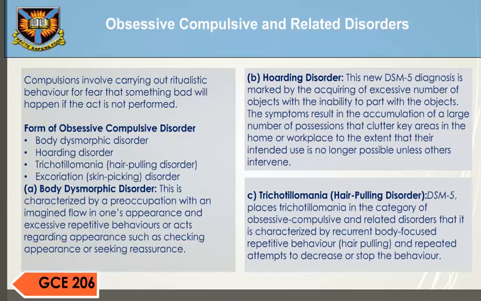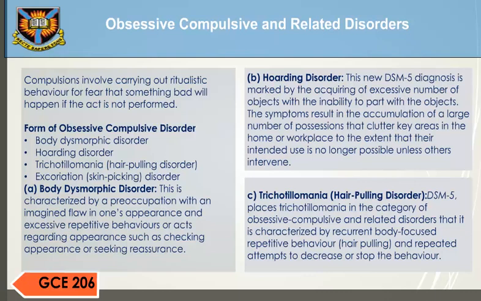B. Hoarding disorder. This new DSM-5 diagnosis is marked by the acquiring of an excessive number of objects with the inability to part with the objects. The symptoms result in the accumulation of a large number of possessions that clutter key areas in the home or workplace to the extent that their intended use is no longer possible unless others intervene. C.